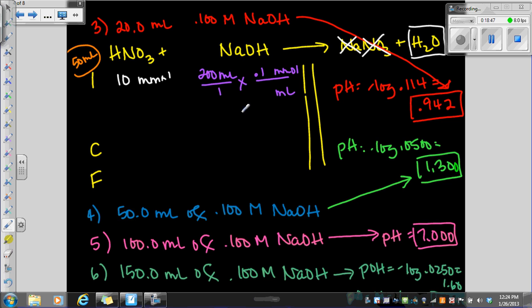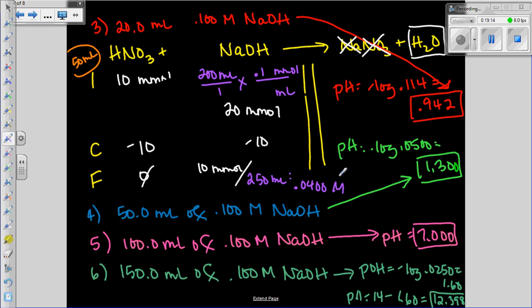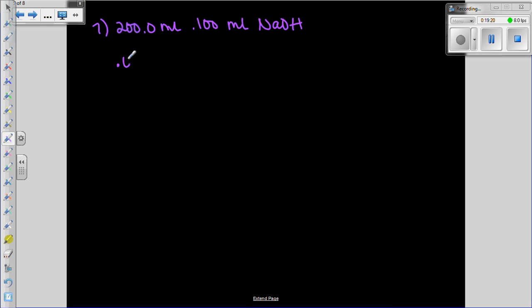Now we have 20 millimoles of hydroxide. Both of these will go down by 10 because that's the smaller amount. No acid is left. We have 10 millimoles of base left, and our total volume is 250 milliliters. So 10 divided by 250 gives us 0.0400 molar hydroxide. I'm completely out of room, so I'm going to go over to the other page to do that. 0.0400 molar hydroxide ions.